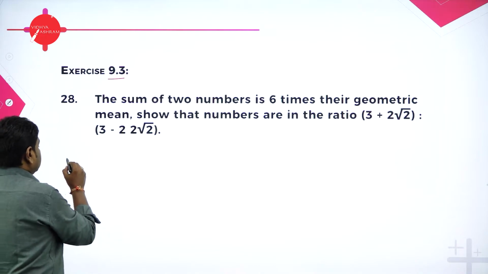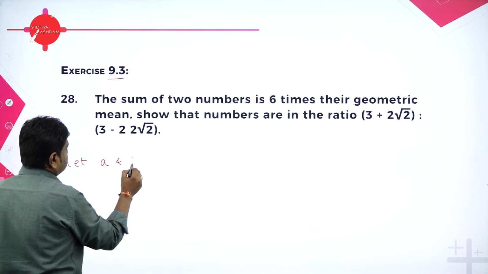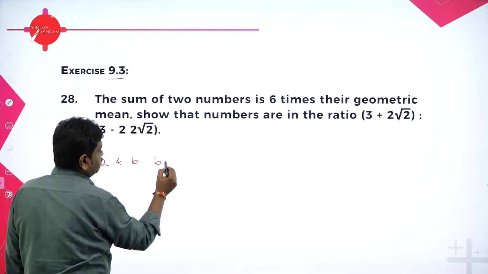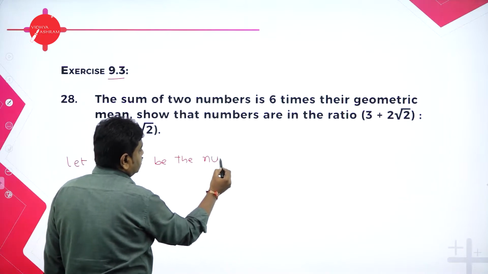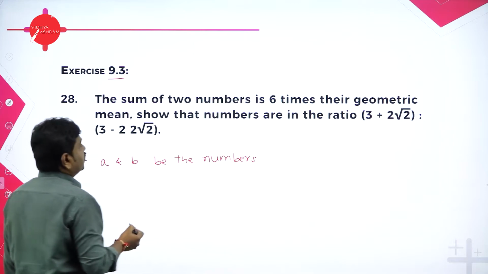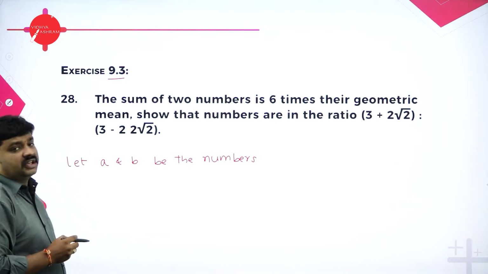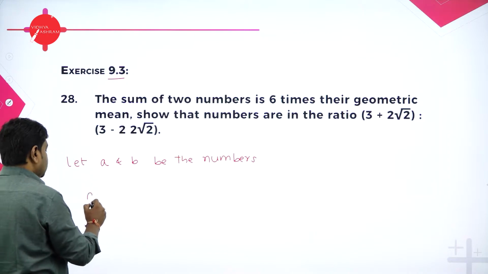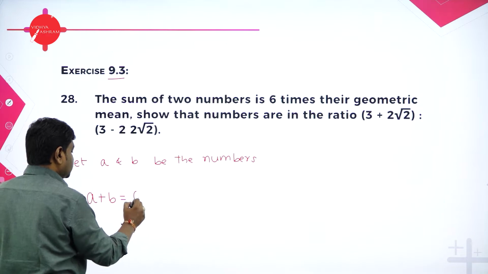Let us assume A and B be the numbers. Now going ahead, they told the sum of two numbers is 6 times their geometric mean. So A plus B is equal to 6 times root AB.